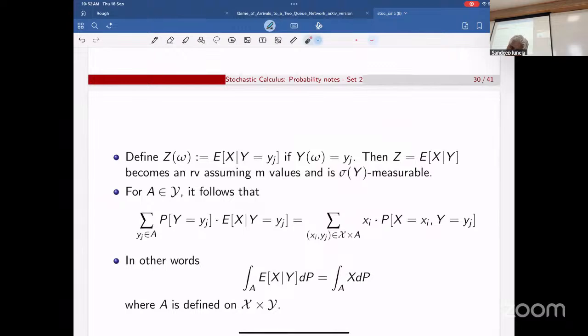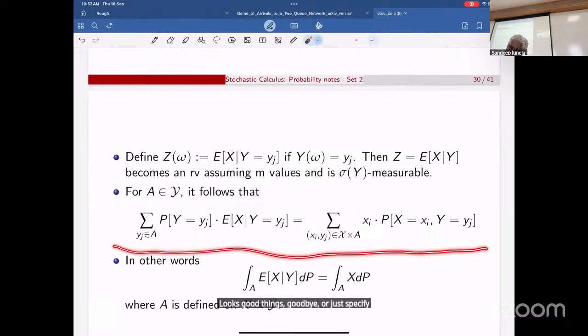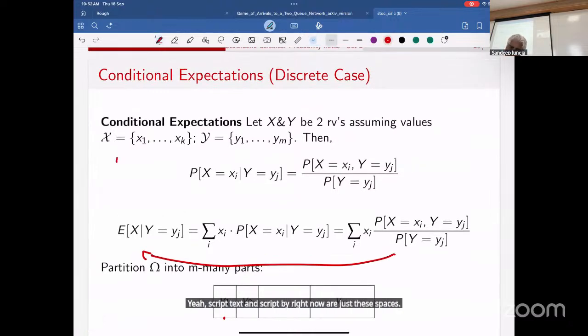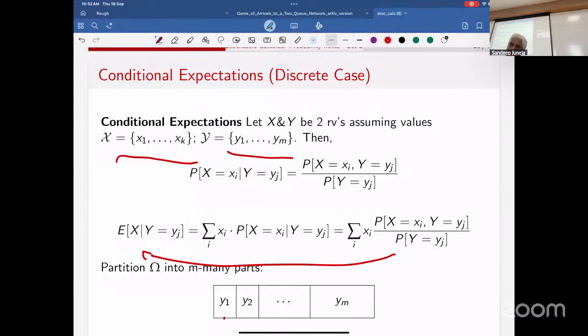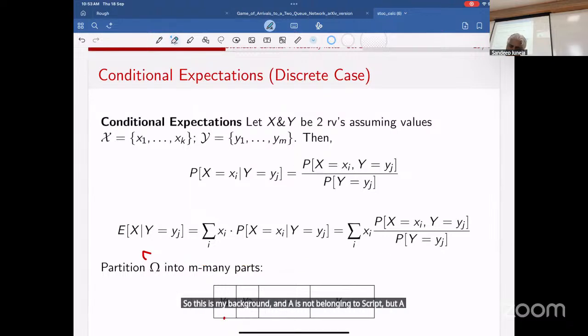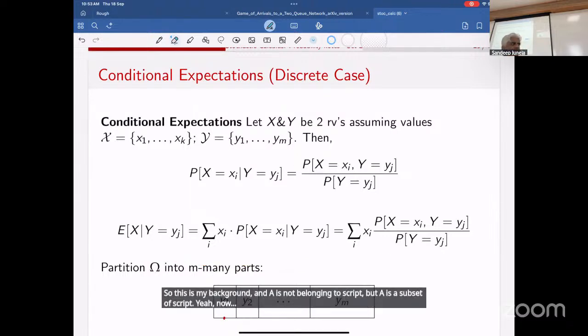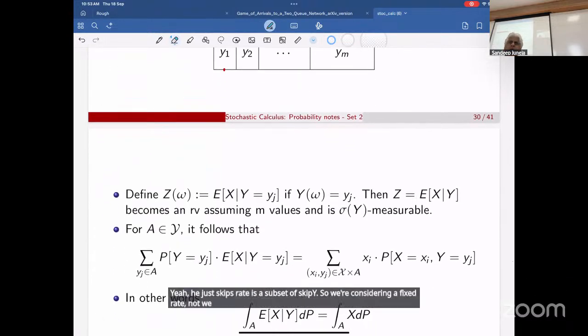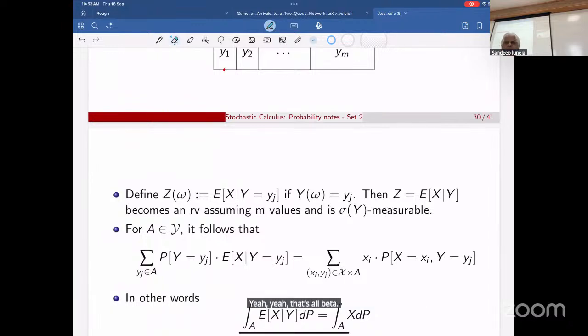Script X and script Y right now are just these spaces, the sigma algebras of X and Y. A is a subset of script Y. So we're considering a fixed yj, and now we're looking at a set of these. That's all we've done. And the point is, these sets we can extend to integrals from summations. It's a meaningful thing to do.